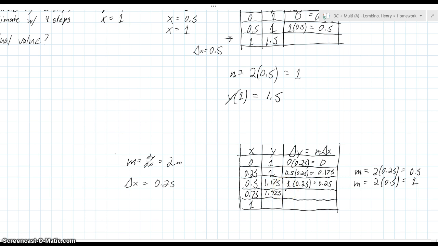And then we do it once again. We plug in 0.75. We get m equals 2 times 0.75, which is equal to 1.5. So now we're going to plug that in here. We have 1.5 times the change of x, which is 0.25, which is going to equal 0.375.